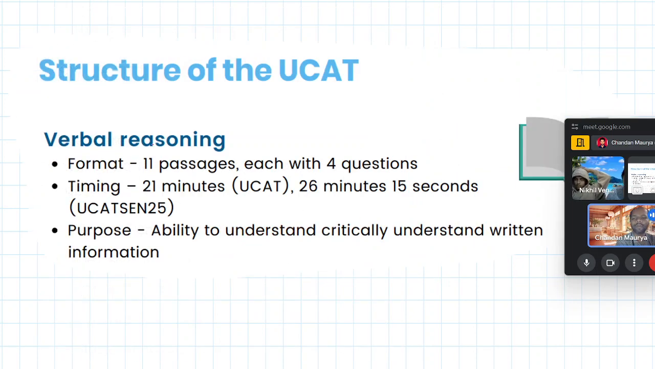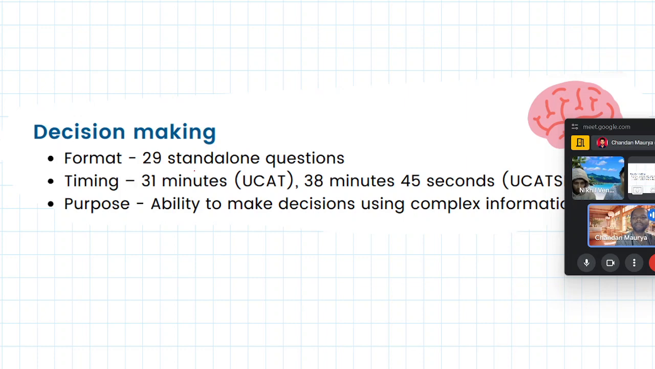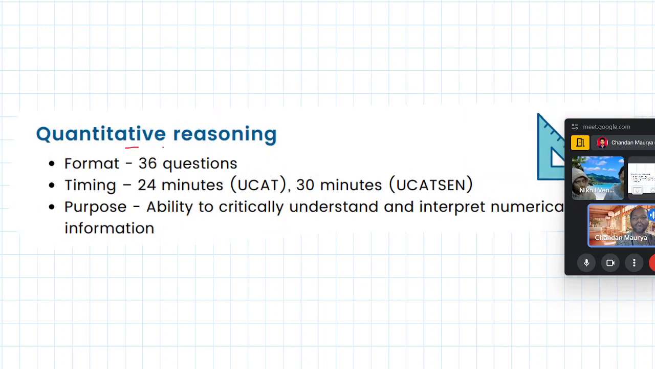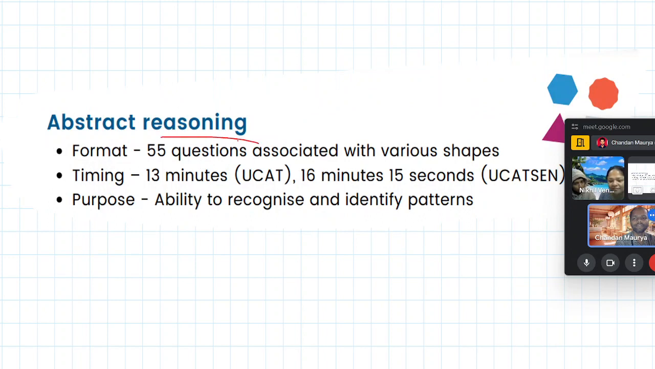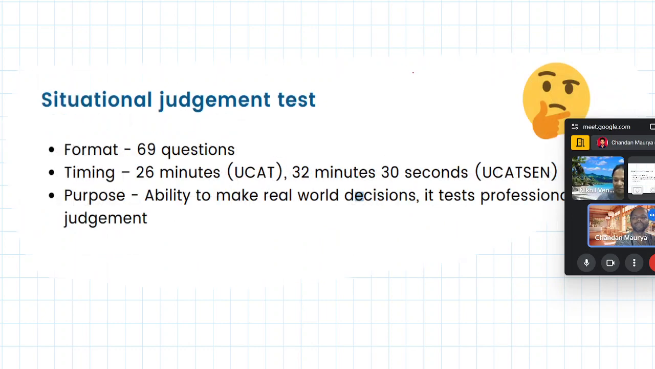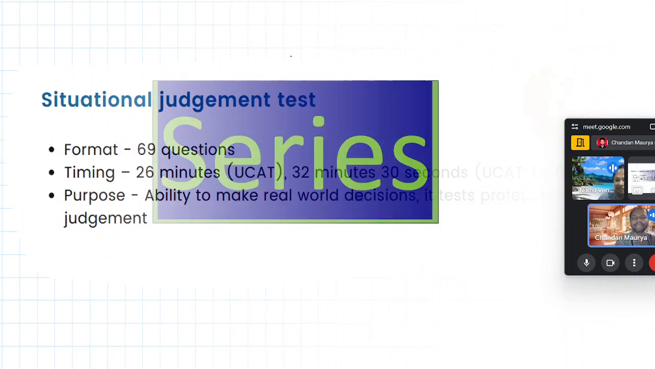When we talk about the verbal reasoning paper pattern, you'll be having 11 passages. This will be very difficult because it will be very lengthy. I just saw all the questions and the paper pattern. There will be four questions on each, and the timing will also be limited to 21 minutes. Then decision making, quantitative reasoning, abstract reasoning with 55 questions just on shapes and everything, and the situational judgment test.